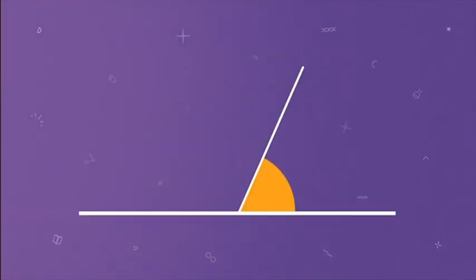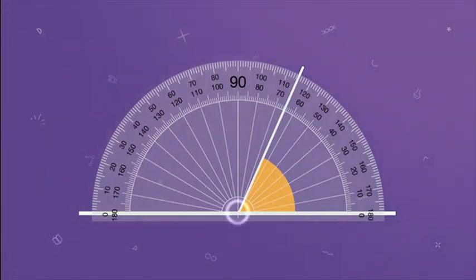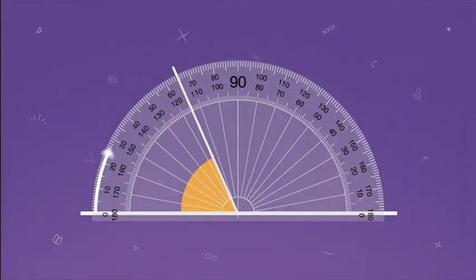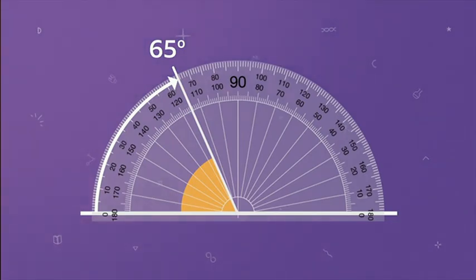Make sure that the center of the protractor is over the vertex or corner of the angle, that the baseline is along one of the lines or legs of the angle, and always remember to read from 0. So this angle is 65 degrees. And remember, if the angle you are measuring is facing left, use the outer scale for your reading.